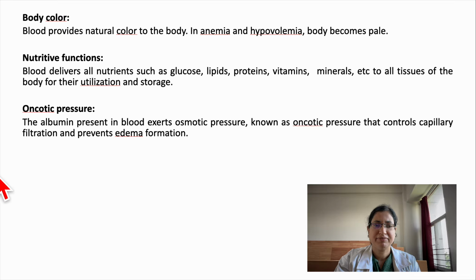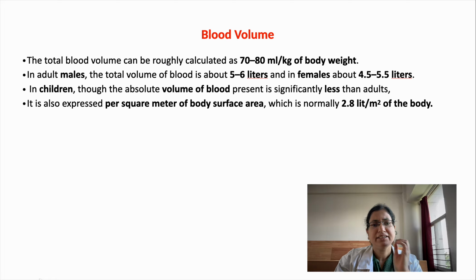So these are the different important functions of the blood. Here we are discussing the total blood volume. Total blood volume can be roughly calculated as 70 to 80 ml per kg of the body weight. Here there is an MCQ. So total blood volume can be roughly calculated as 70 to 80 ml per kg of body weight.